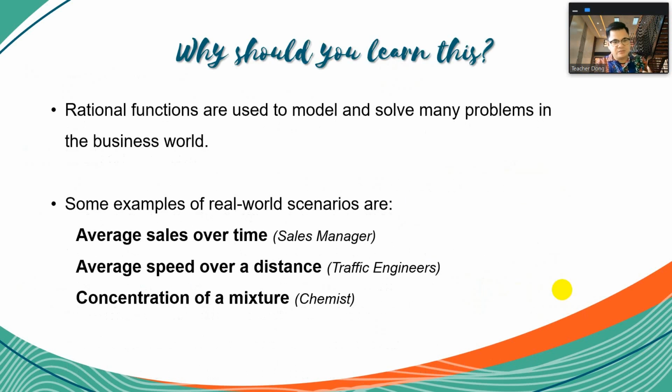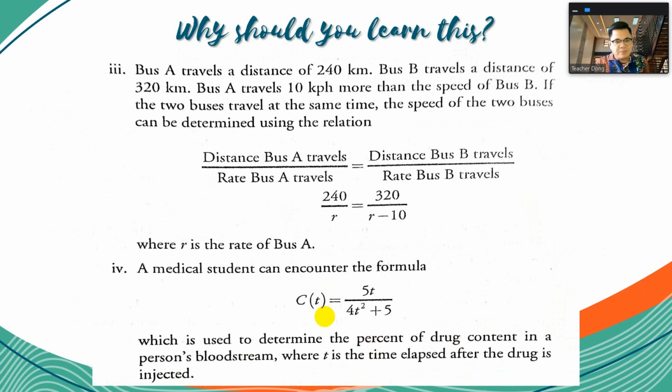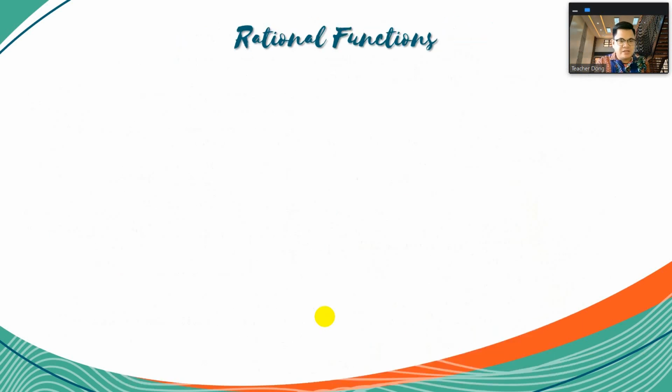Okay, next. Why should you learn this? You should learn this because since we're talking about fractions and ratio, we can apply this in the following fields, like average sales over time. If you would like to compute the average sales over time, just remember to add and then divide it by the number of days. Then we also have average speed over distance. So if you are traveling and you would like to compute the speed, it's just the ratio of distance over time. And then we have the concentration of mixture for chemists. These are just some of the problems that illustrate rational functions.